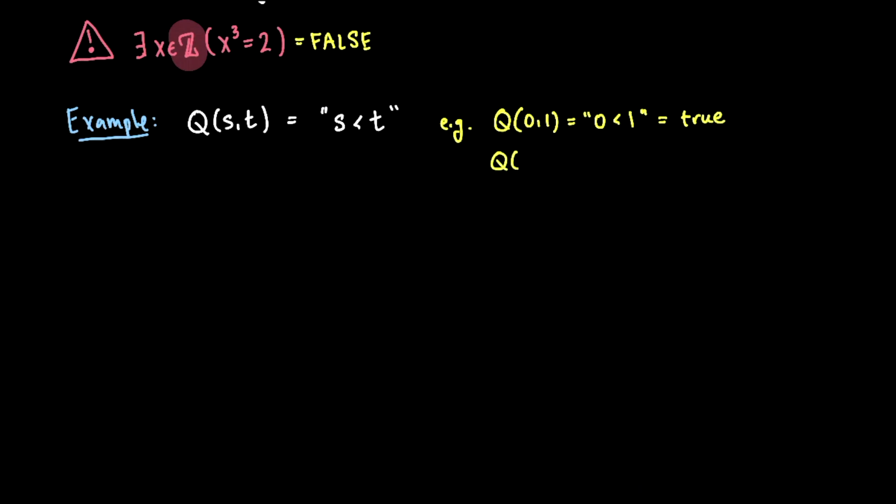But Q of 3, 2 is a statement that 3 is less than 2, and that's false. 3 is not less than 2. Okay, so let's quantify this predicate. And since there are two variables, we have two variables to quantify. So we can use two quantifiers.